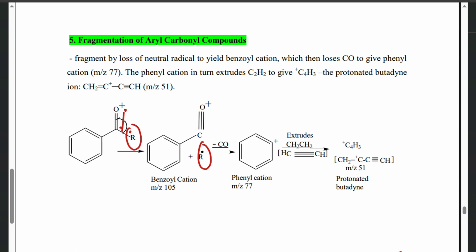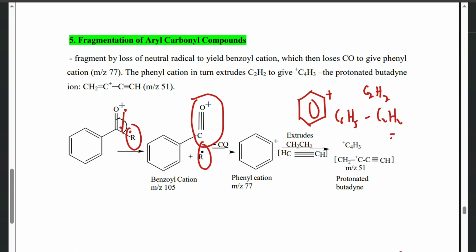So the next thing is that this leaves as CO. You need to know the pattern to solve more complex questions. So when this one leaves, you have a plus here. So it extrudes. Anytime you have a structure like this, a benzene that contains plus here, it always leaves with C2H2. This is C6H5, right? Minus C2H2. That will give you C4H3 plus, right?